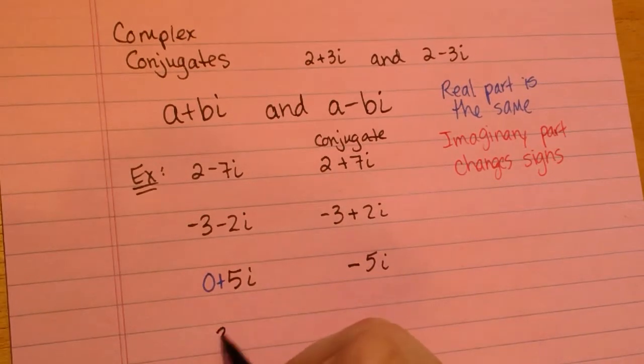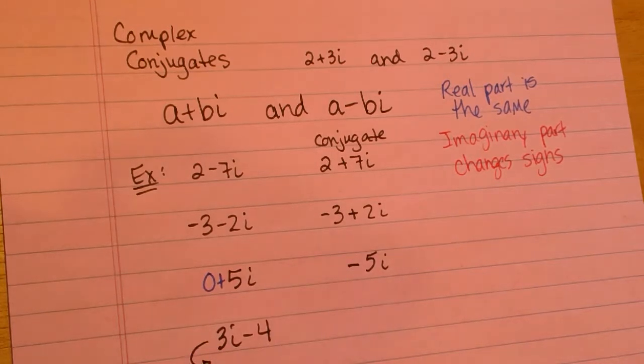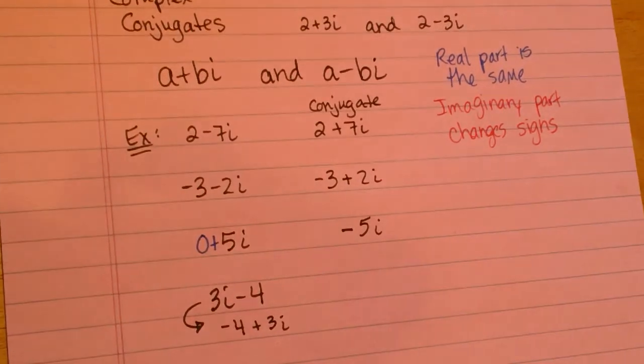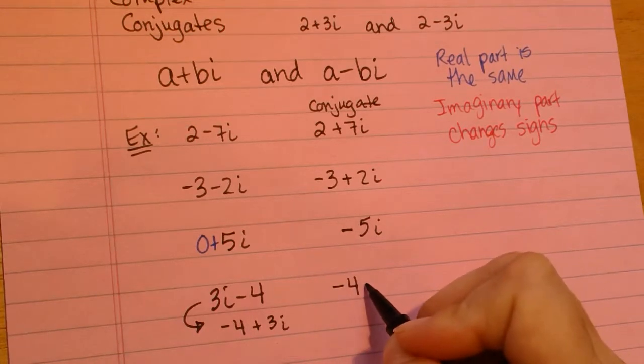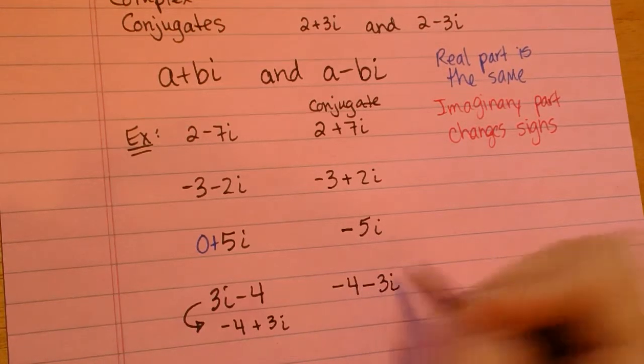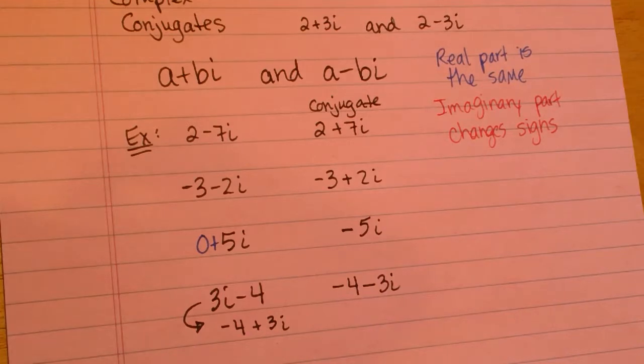How about this problem? 3i minus 4. Keep in mind, this complex number is not in standard form. So first we need to think of it as negative 4 plus 3i, and then we can write its conjugate. Keep the real number negative 4, change the imaginary number to negative instead of a positive. So those are complex conjugates.